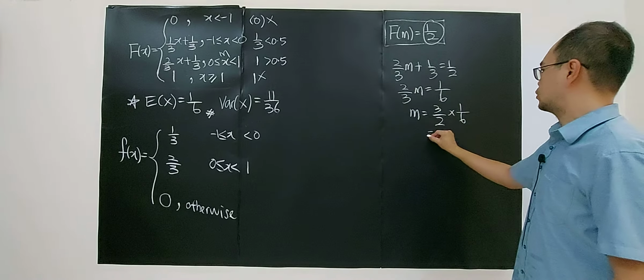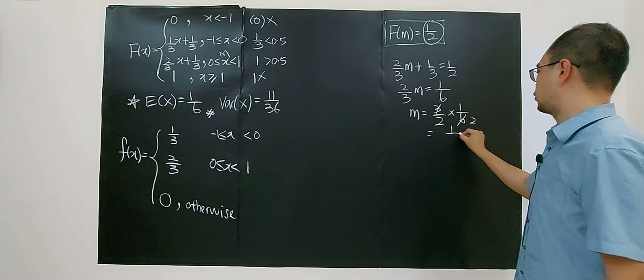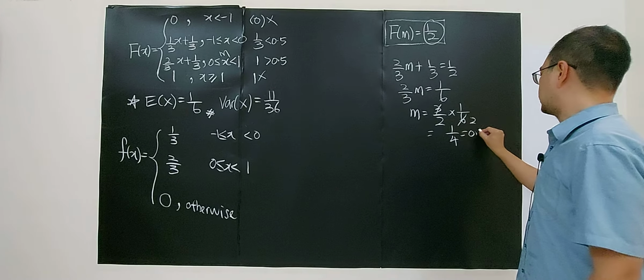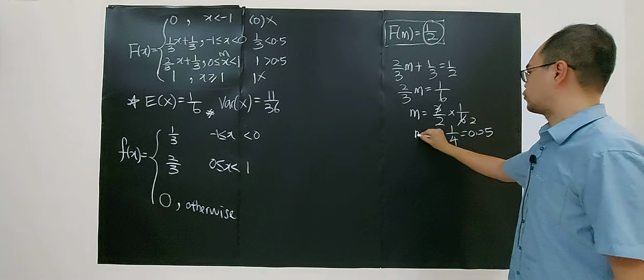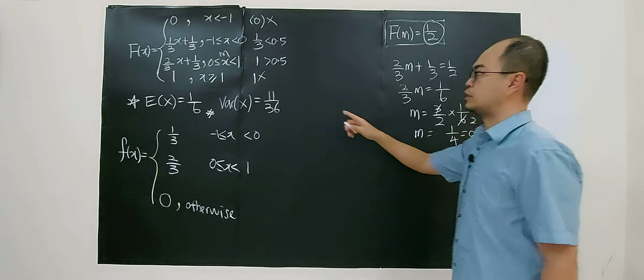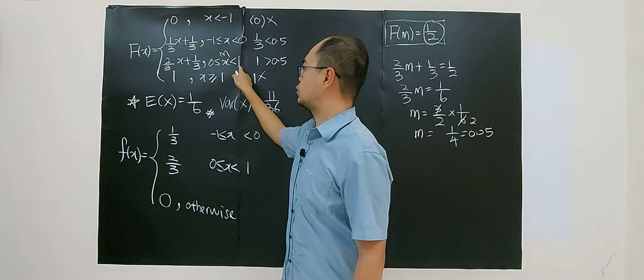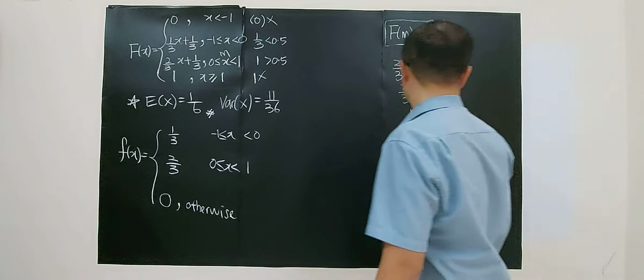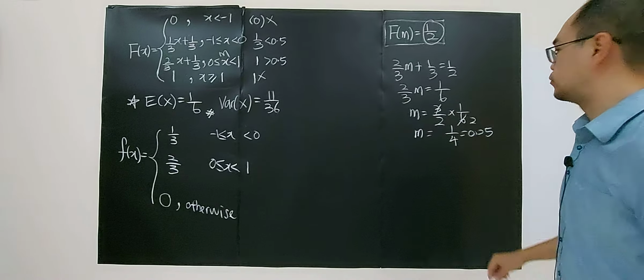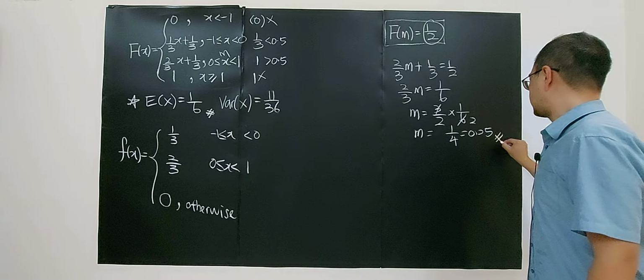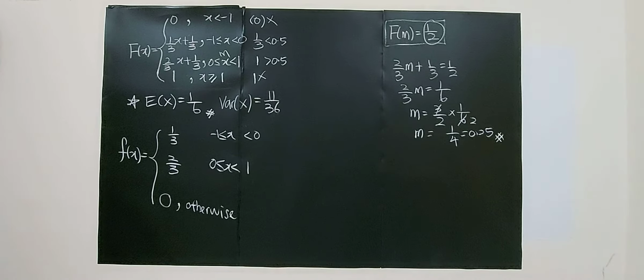3 over 2, 1 over 6, so it will be 3, 2, 6, so you have 1 over 4, which is 0.25. Means the value of m is 0.25 and must be within these two, right? So means that 0.25 is between these two, right? So the median for this continuous random variable will be 0.25. Very simple, right? Okay, let's look at the next question.